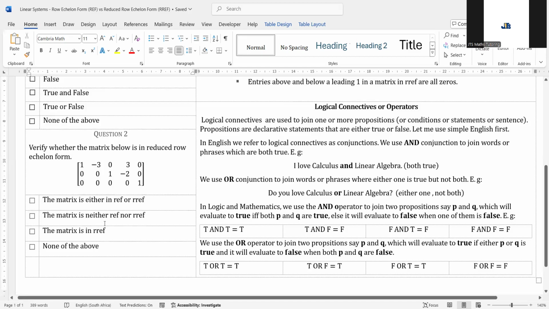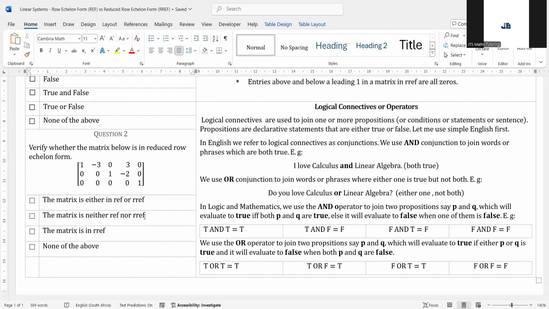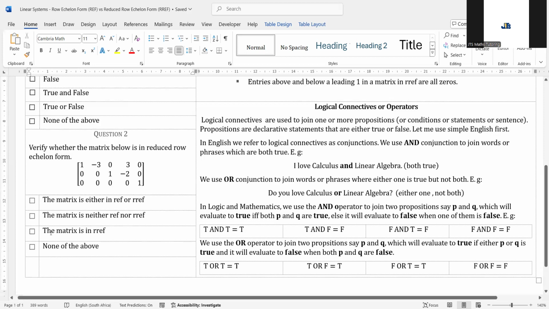What about option 2? The matrix is neither row echelon form nor reduced row echelon form. Certainly we can tell that this one is not correct, because remember, when a matrix is already in reduced row echelon form, it has already passed all three properties, or tests, for being in row echelon form. Option 3, the matrix is in reduced row echelon form. That is true. So that makes option 1 and option 3 correct.